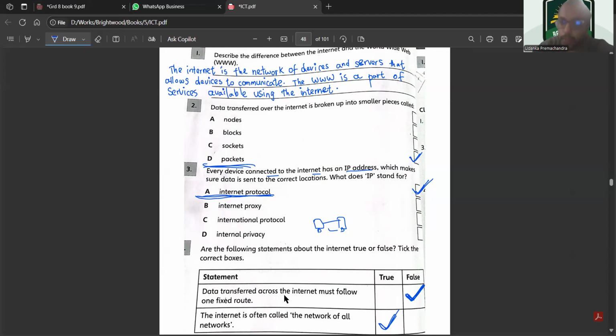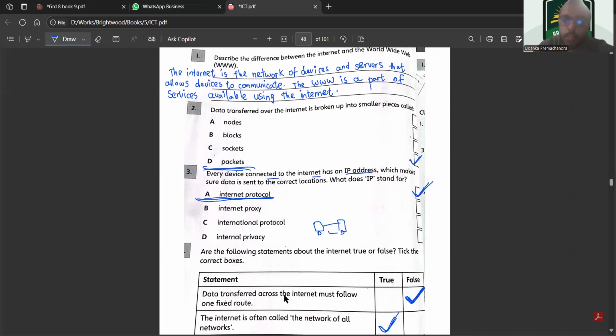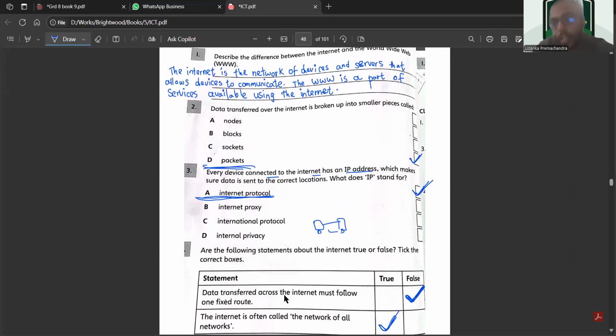Are the following statements true or false? Tick the correct boxes. Data transfer across the internet must follow a fixed route. That's false. There is not a fixed route, there can be many routes. The internet is often called the network of all networks. That's true. Internet is actually the network of all networks. Like that we can clarify. I think you all write down these things. Okay, finish. Check the answers. I give you 1 minute.